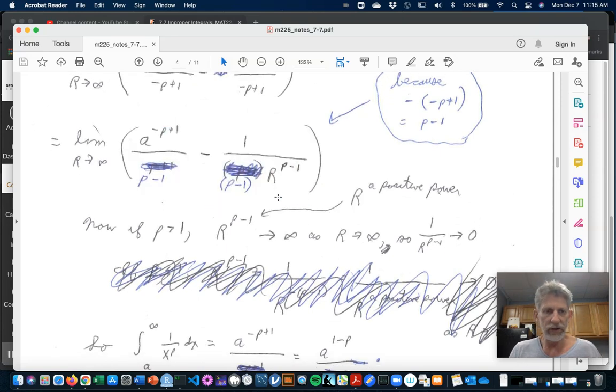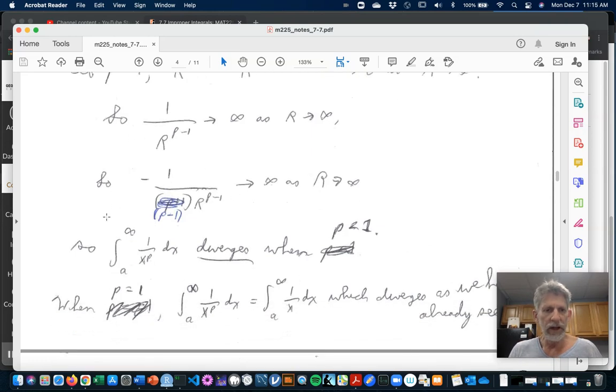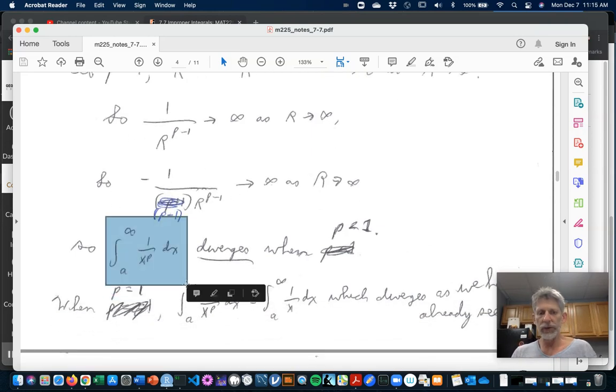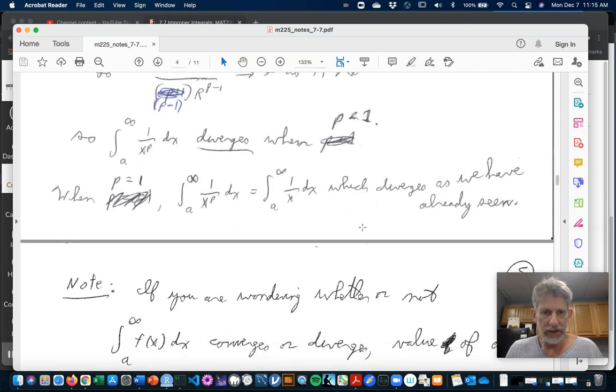There's no limit as r goes to infinity. You have infinite area underneath your curve. And so we get the part that the improper integral diverges when p is less than 1. Now, what about when p is equal to 1? Let's get back to that.